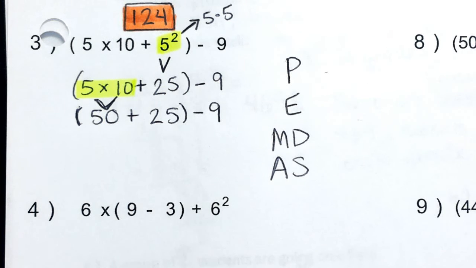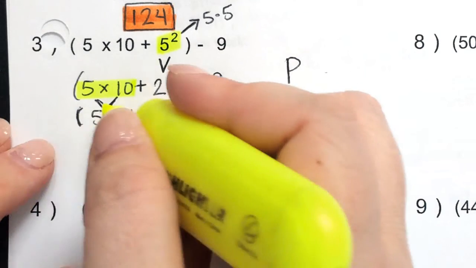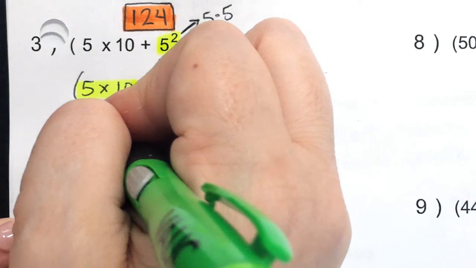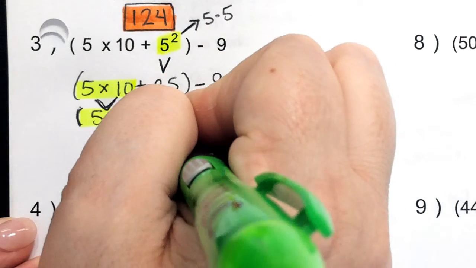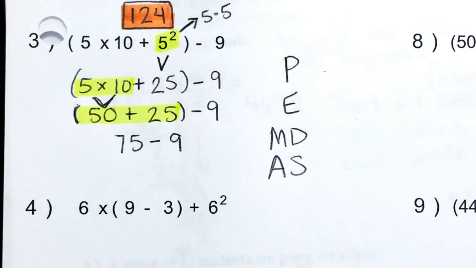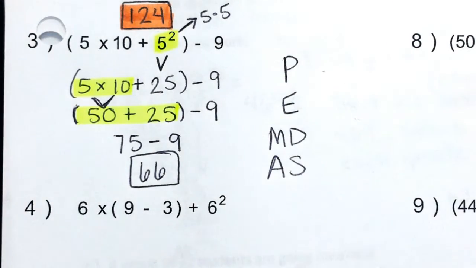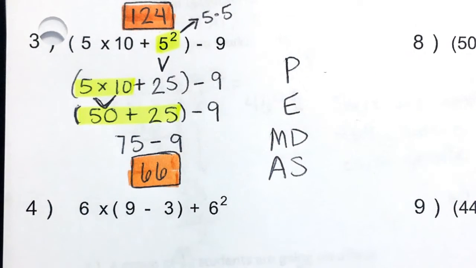Alright, now what do I need to do? Tyler? Your parentheses. And what do we get when we do 50 plus 25? Gage? 75 minus 9. And 75 minus 9, what's that give us, Nolan? 66. Okay. All right. Questions about number 3?